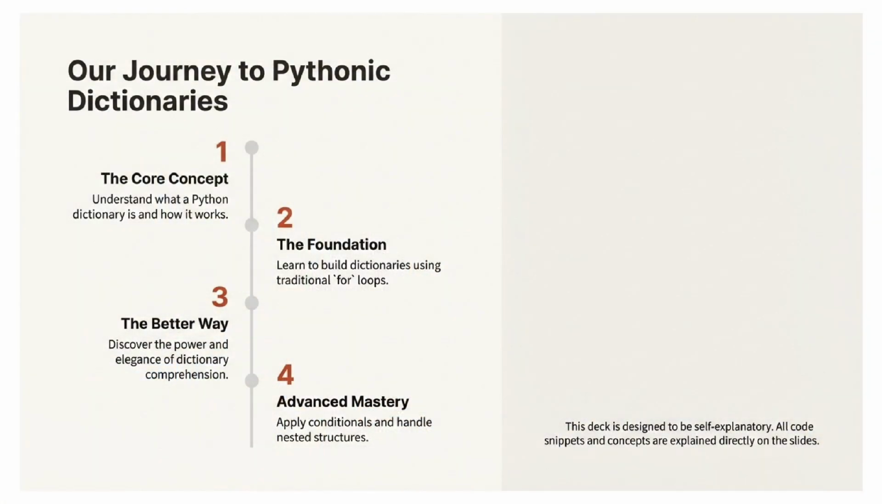First, we will establish the core concept by understanding what a dictionary is and why they matter. Next, we will build a strong foundation by creating dictionaries using traditional for loops. This ensures you understand what's happening behind the scenes. Once that's clear, we move to the better way, dictionary comprehension, where you will see how Python simplifies common patterns. Finally, we will reach advanced mastery, applying conditions, transformations, and nested structures.